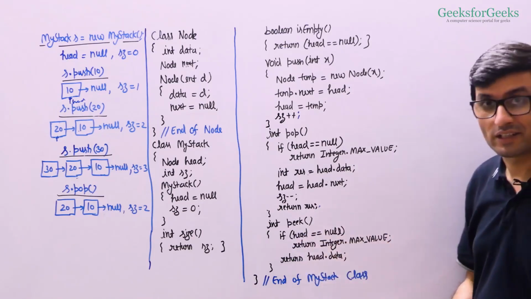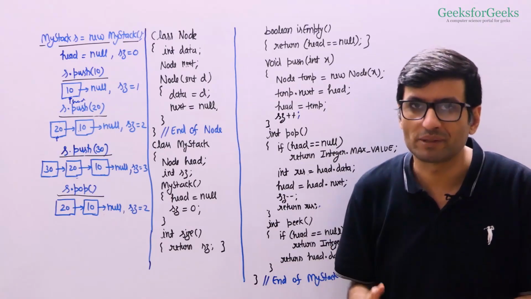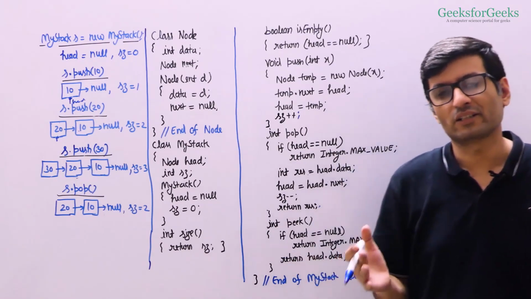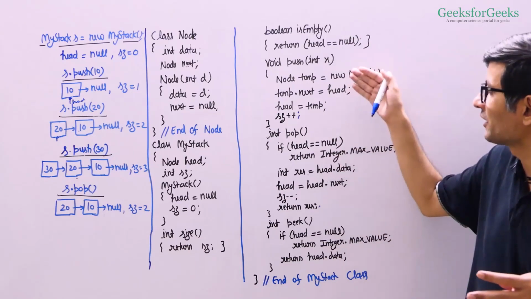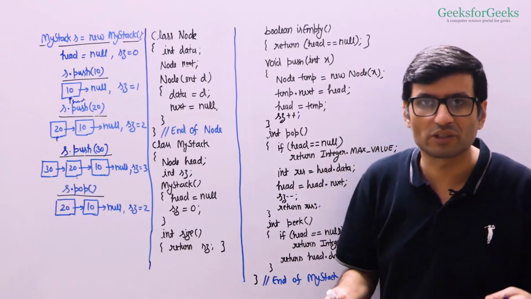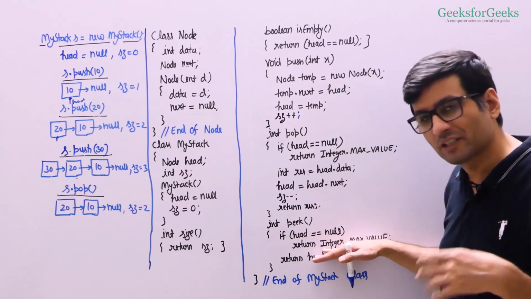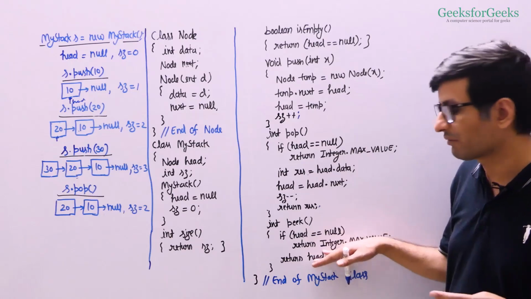Now peek function again has to handle underflow. If somebody tries to call peek on an empty stack, then this should return a special value to indicate that the stack is empty. You can throw an exception also in both these cases, here in the corner case here and here, right? Exception throwing is also an option. That's what standard stack class does. Now peek function here in my implementation, I'm returning Integer.MAX_VALUE as a special value.